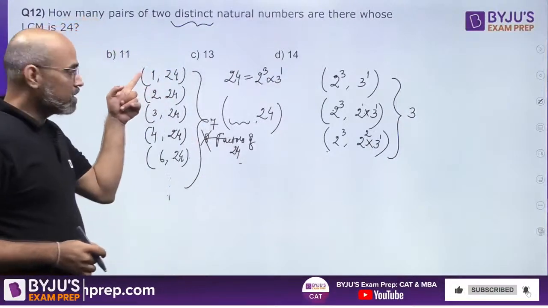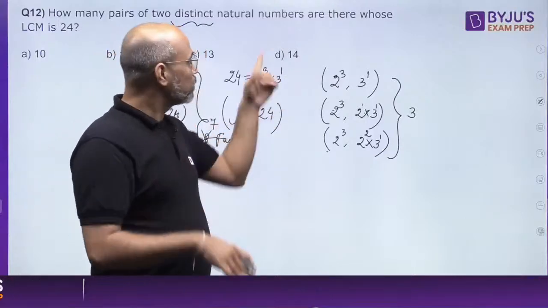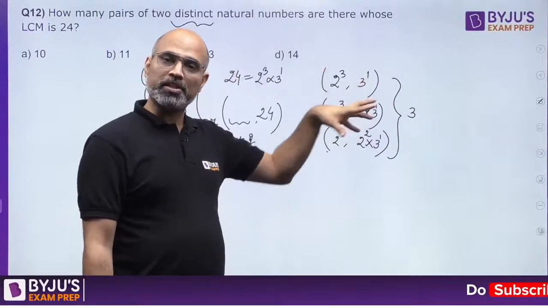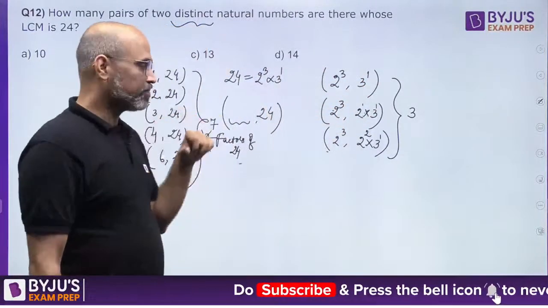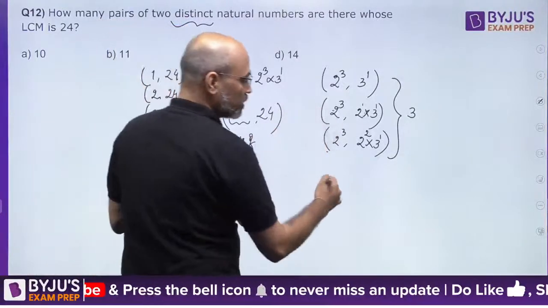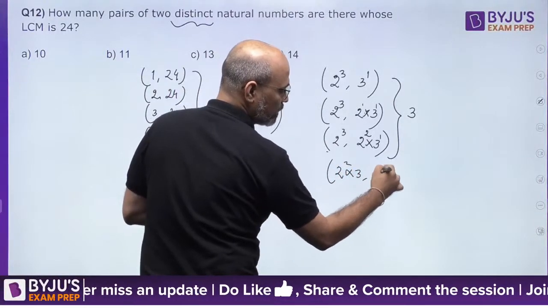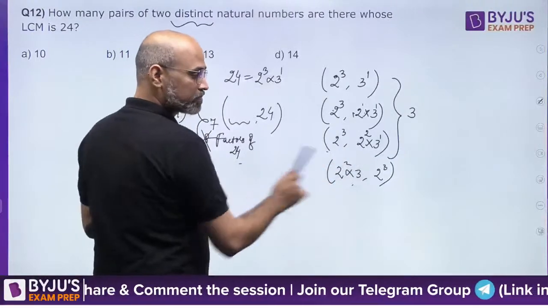So once we fix 24, we wrote down all the factors except 24 because of the word distinct. In the next one we put in 2 cube and wrote down 3, 2 into 3, 4 into 3. We can't write 8 into 3, that is already counted. Now, can you change it further? As in, can I write 2 square into 3 and then 2 cube? No, this is going to be a repetition, right?